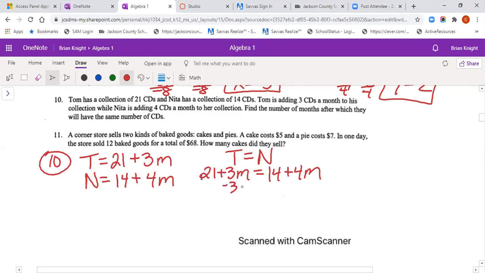So I subtract 3M, subtract 3M, subtract 14, and subtract 14. After 7 long months, they will have the same number of CDs, okay? Everybody good? I just did 21 plus 3 plus 3 plus 3, and then 14 plus 4 plus 4. You just kept going, and that's the long way, and it works, but try to do it that way. It's much quicker, all right?